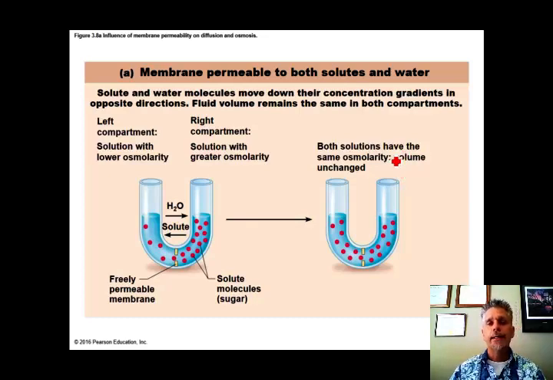Now what we find is that in a particular solution, remember, a solution is going to consist of solute and solvent, oftentimes water. And so water is going to diffuse according to its gradient, and the solute is going to diffuse according to its gradient. So when we have a permeable membrane where these can move from one place to another, then both of those molecules or ions are going to be moving according to their own gradients.